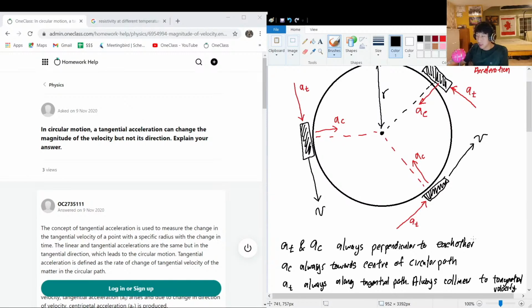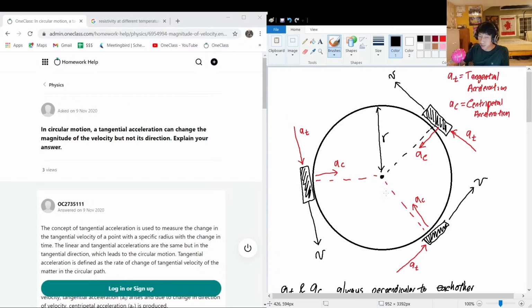So it's always along the same line as the tangential velocity, and we know that the only reason the velocity is changing direction, you see at the top here it's towards the northwest, and then here it's down towards the southeast, is because of the AC, the centripetal acceleration. The tangential acceleration controls the speed at which you are moving around the circle.